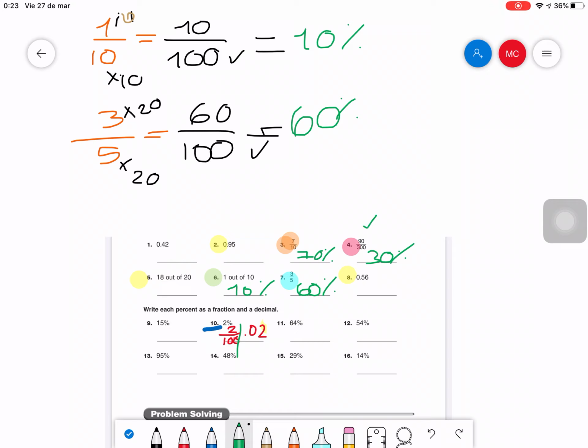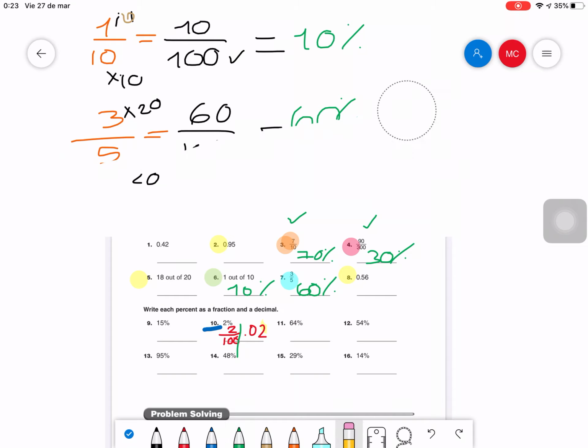This was done by division. This was done by multiplying 10 times 10. This was done multiplying 10 times 10. And this one, we're going to work a lot in 7th grade, 8th grade, 9th grade with fractions like 5 over 3. And you're going to have to do that.